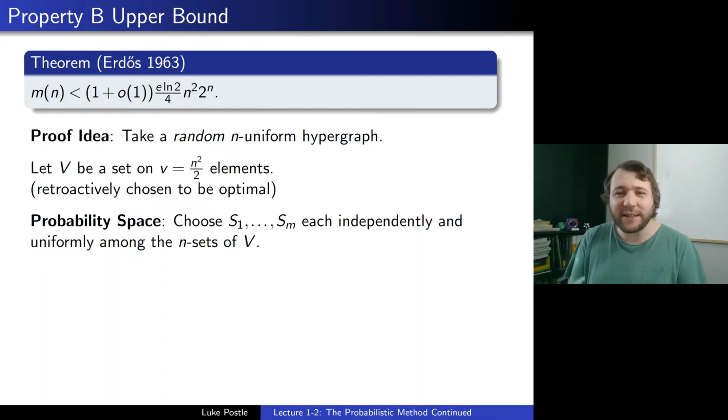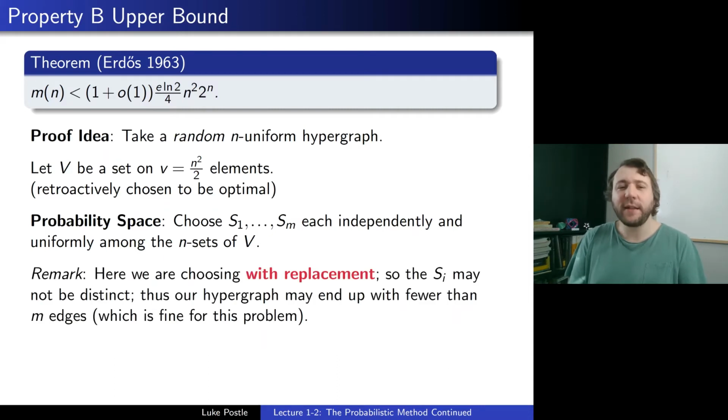And what precisely do I mean by this, independently and uniformly? It's not exactly clear if you're not used to this, so let's go through that. Here, what I mean is that we are choosing with replacement. So the S_i might not be distinct. For each S_i, you choose it at random from all the n-sets. So you may end up with the same n-set more than once. So this is known as with replacement. We're choosing elements from a set. Here it's subsets from this family of all subsets, but we may be allowed to pick the same one more than once. That's called with replacement.